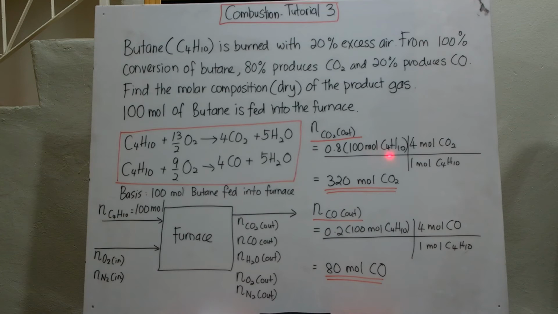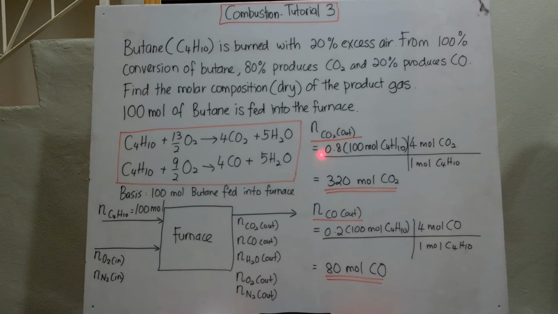Now let's find CO2 out and also CO, because we are given this information: 80% of butane converted into CO2 and 20% converted to CO. So we use this information to find the number of CO2 out and CO out.